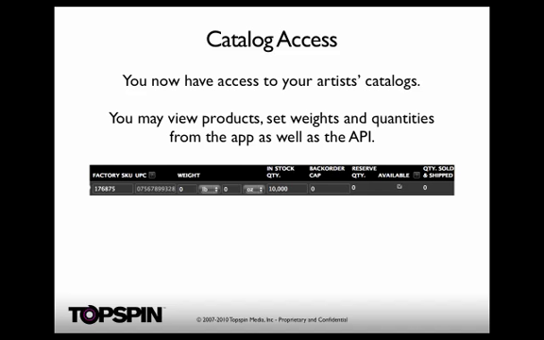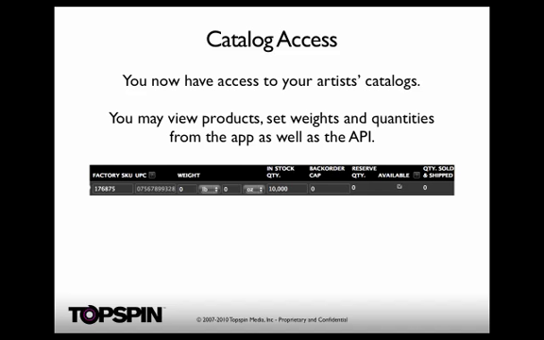The other thing that has changed with this is catalog access. And as a fulfiller, you have access to your artist's catalogs, and this is new as of this inventory release. As a fulfiller, you may view products, you may set weights and quantities from the app as well as the API. You can also set the factory SKU. What we see here is a quick snapshot of the fulfiller view of a catalog product, and you can see that you're able to touch the factory SKU.